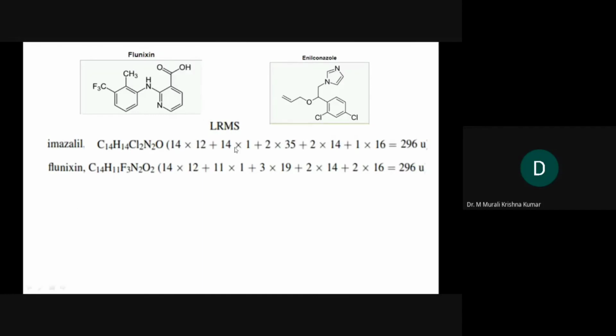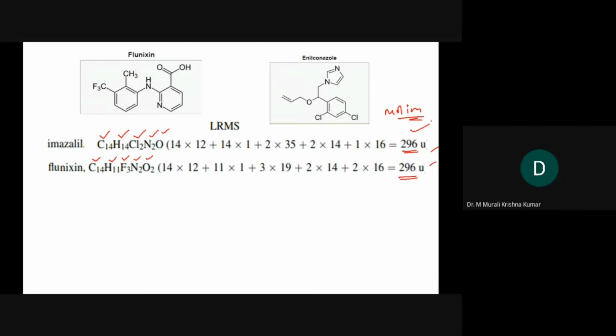So if you see low resolution mass spectral data, we usually get data like this. Molecular ion is 296. So if you see the molecular formula here, C14H14Cl2N2O, whereas here C14H11F3N2O2. Both are significantly different as far as molecular formula is concerned. Whereas if you see the molecular weight, both have the same molecular weight. So how can we differentiate them?